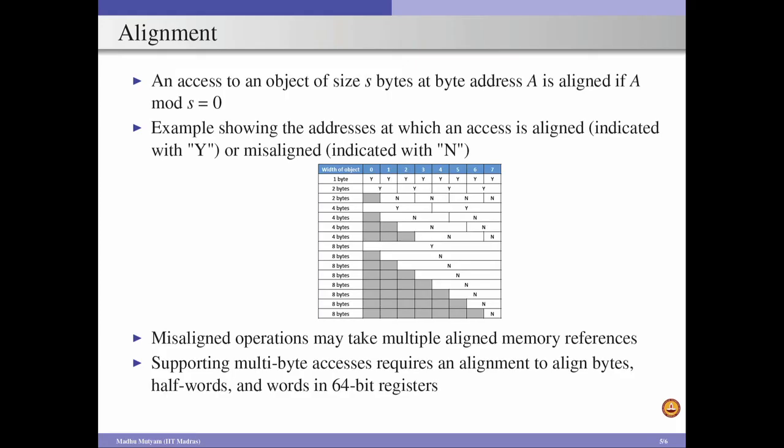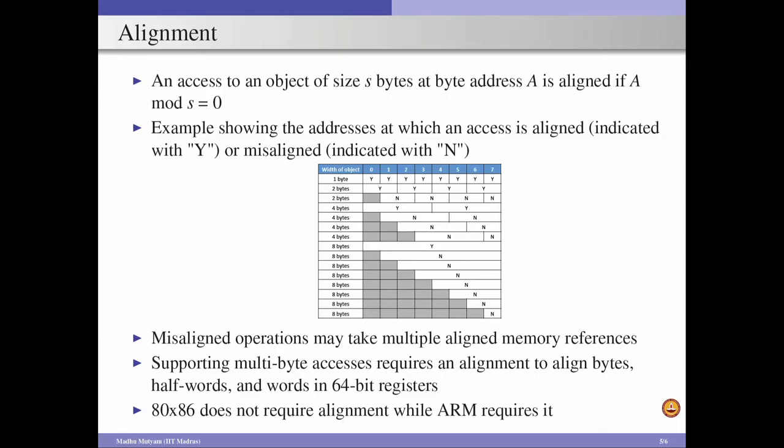Even if the system supports aligned accesses, supporting multi-byte accesses such as 1 byte access, 2 byte access, 4 byte accesses, to store the data in the corresponding 1 byte, 2 byte and 4 byte locations in a 64-bit register, we need to again do alignment. Because when I get 1 byte of data, I have to store that in an appropriate location in a 64-bit register, which requires alignment. So, x86 does not require any alignment, whereas ARM requires that alignment. With this I am going to conclude this module, and in the next module I am going to discuss addressing modes.